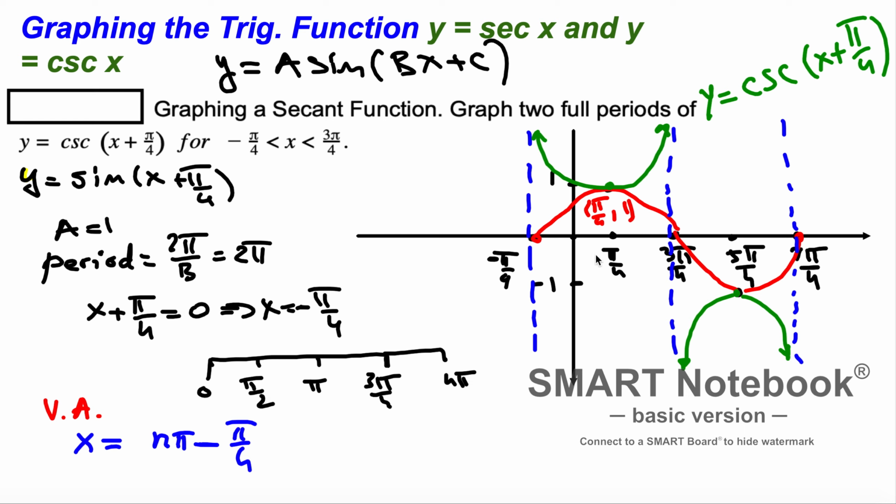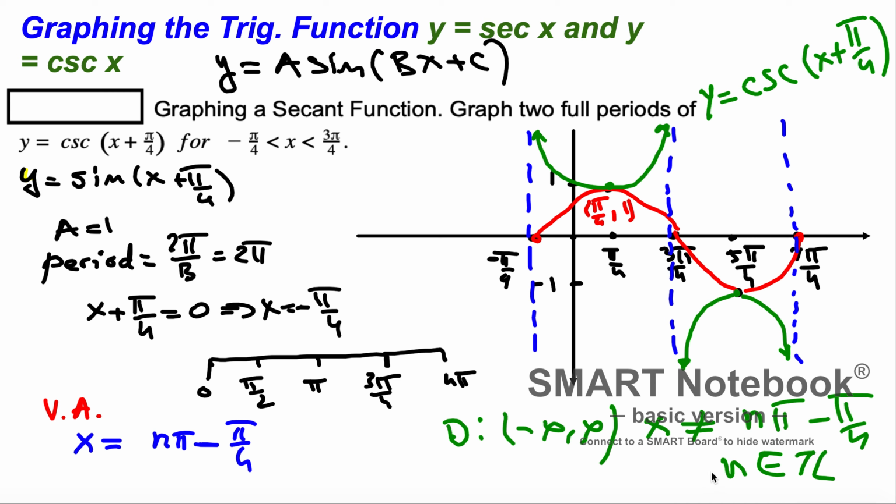And if we are looking for the domain of this function, we already have restricted here from minus pi over 4 to 3 pi over 4. But in general, the domain is from minus infinity to infinity, except x has to be different from n pi minus pi over 4, when n is an element of Z, an integer. And the range of this function is going to be from minus infinity to this point here, minus 1, included, union, and now we see from 1 to infinity, from 1 to infinity. So this is the range.